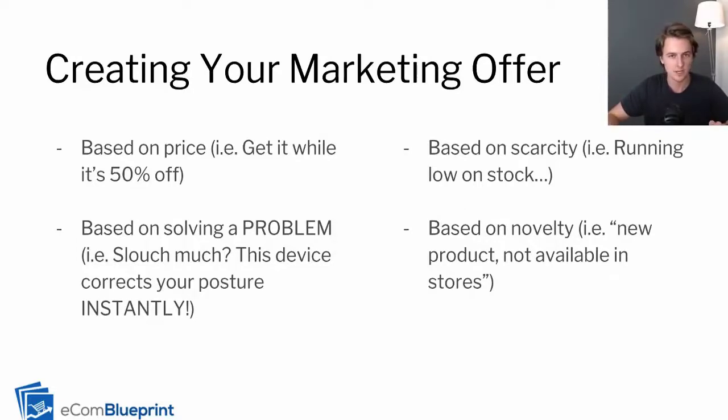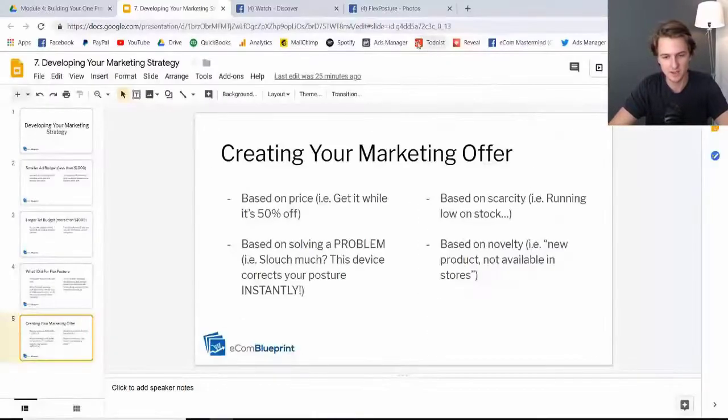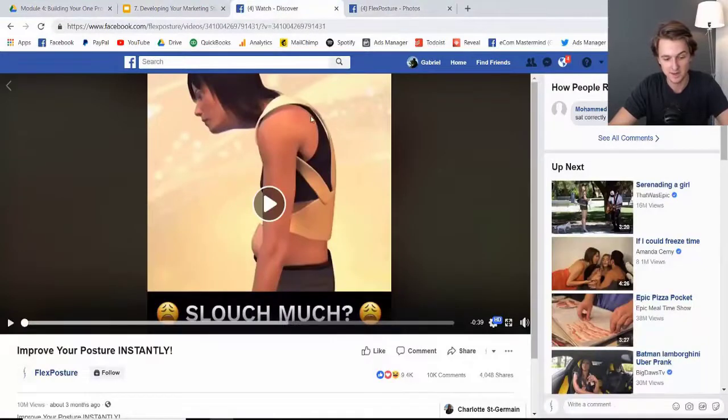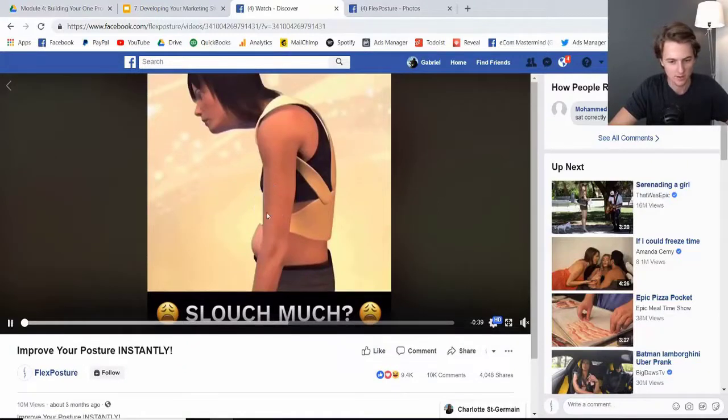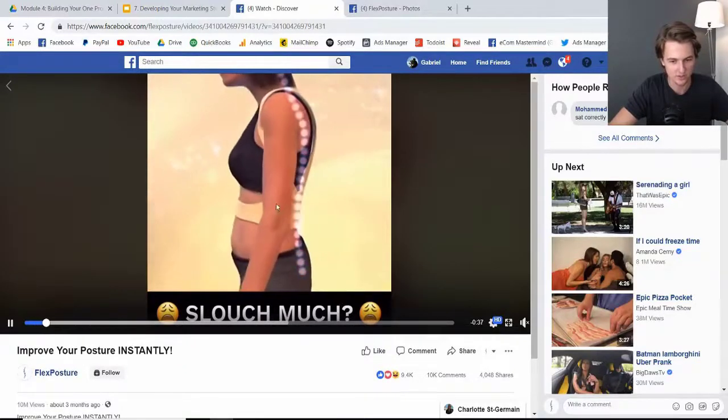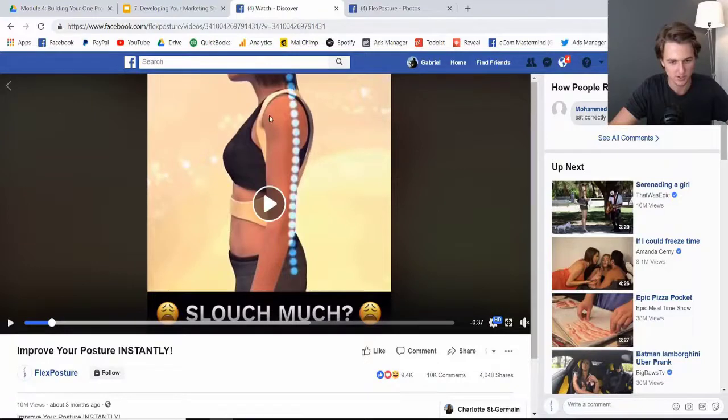Now, if you're selling a product that solves a problem, your main marketing offer should be solving that problem. So basically calling out that problem and offering the solution. That should be your marketing offer. And to show you an example of that in practice, here's a FlexPosture ad that did extremely well. As you can see, 10 million views. And so in the first few seconds of the video, I call out the problem right away. Slouch much, with a few emojis, and it shows the posture getting fixed.